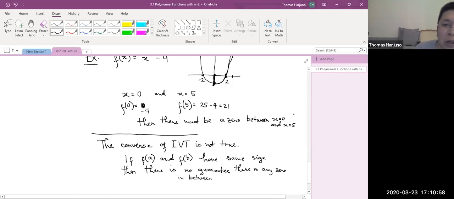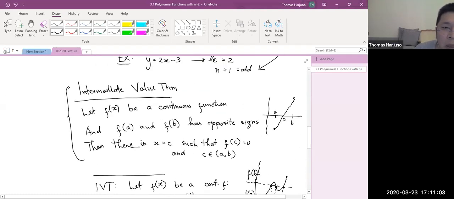We had earlier, let me go back, I said that if f(a) and f(b) have opposite signs, then there must be a zero in between, right? But what happens if they have the same sign? Then nothing can be said. There's no guarantee. Now, let me show you the picture underneath.